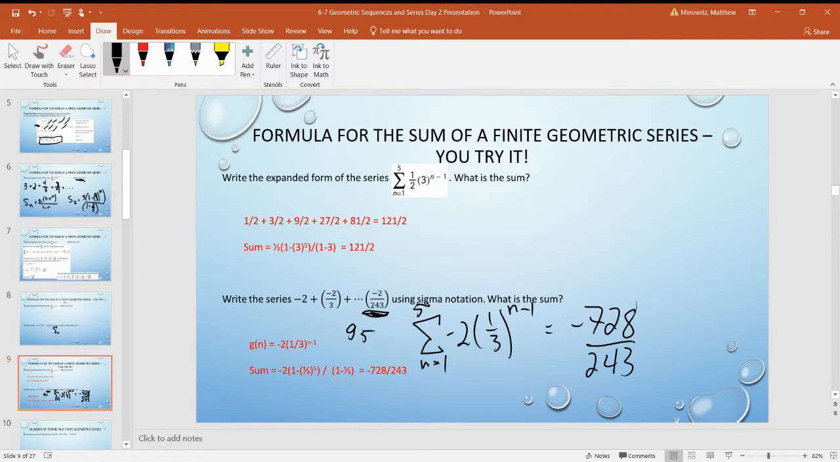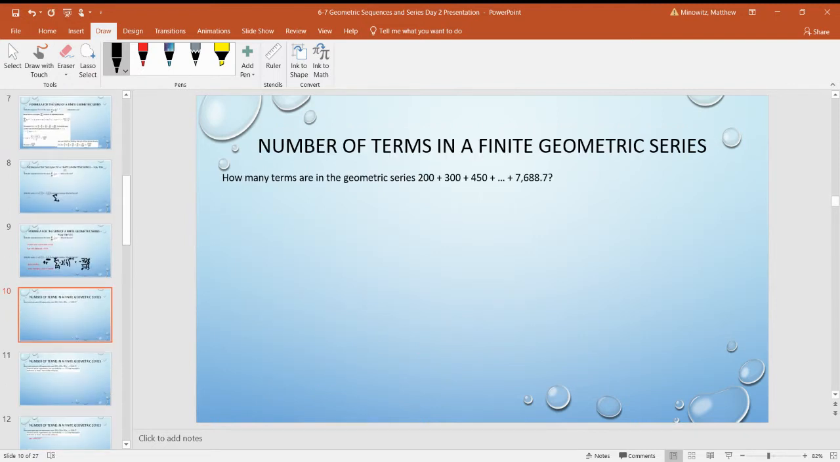Now they can also ask how many terms. So which term is this? Is this term 8 or 9 or 10 or 11? Once again, I don't want to count up. I do know that the first term is 200, and I can figure out my multiplier, which will really help. That multiplier is 1.5. And here's how we go about this.